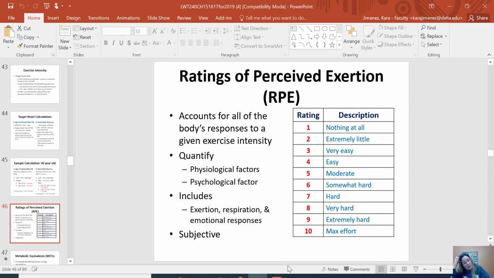RPE is another way that we can monitor the intensity. So normally the easiest one to use is the 1 to 10 scale. Somewhere between a 5 and a 6 is where we want our client to feel. So the thing is we want them to understand what a 5 feels like. And generally a 5 should correspond in most cases with a heart rate of 150. A 6 should be like 160. So it should be moderate, somewhat hard, but they could keep going. So getting your client to understand what that RPE scale is and how they should feel during that exercise is very helpful as well if you need to use that.